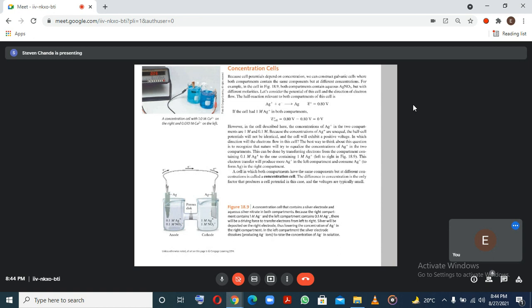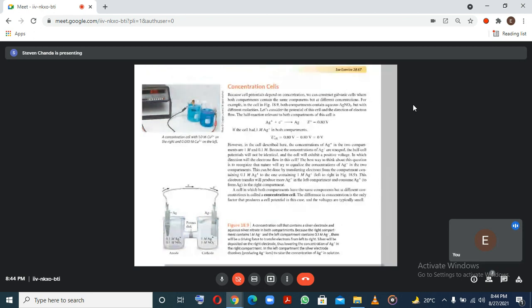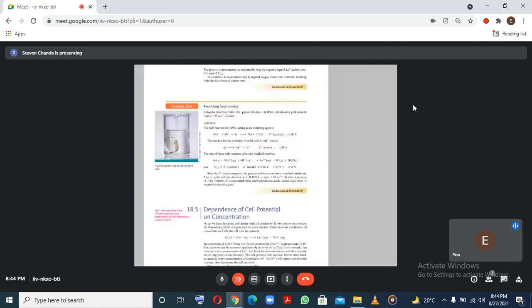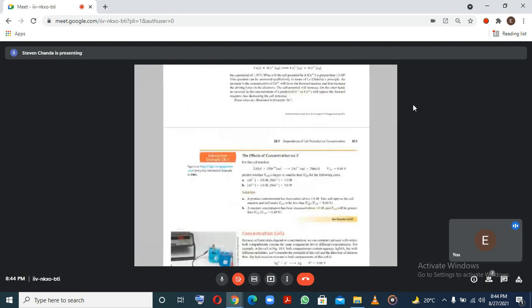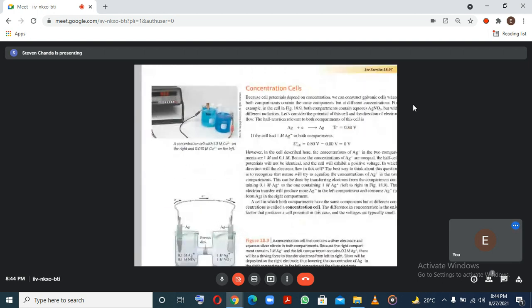And another example that we can use just to highlight this is, let's look at the figure. Where is figure 8.9?